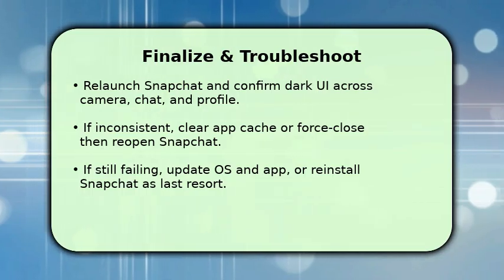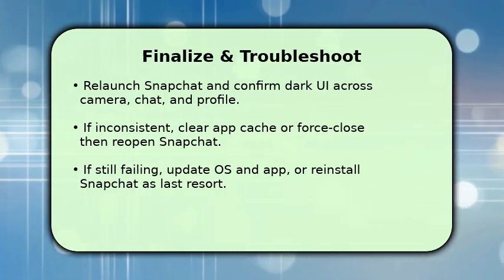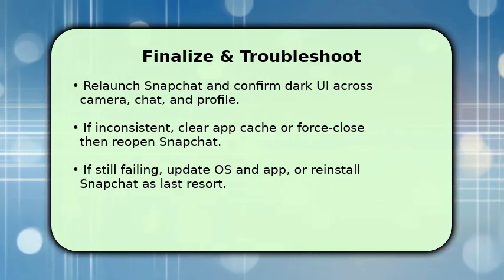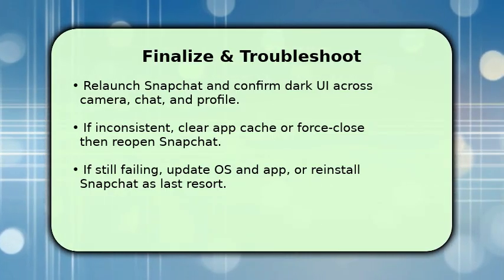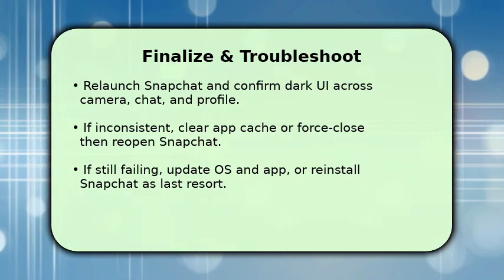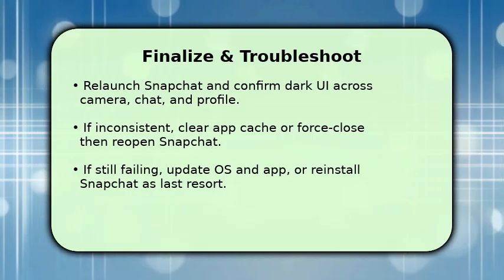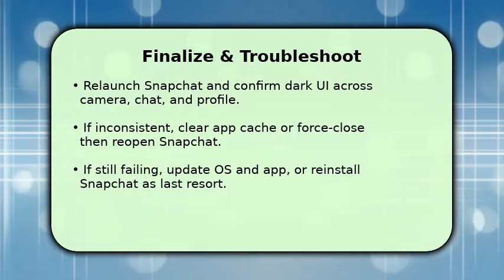If problems persist, update both the app and your device OS, then reinstall Snapchat as a last step. One key troubleshooting tip: ensure no system-level accessibility color filters override dark mode. Disable them temporarily to verify whether they interfere with Snapchat's theme.